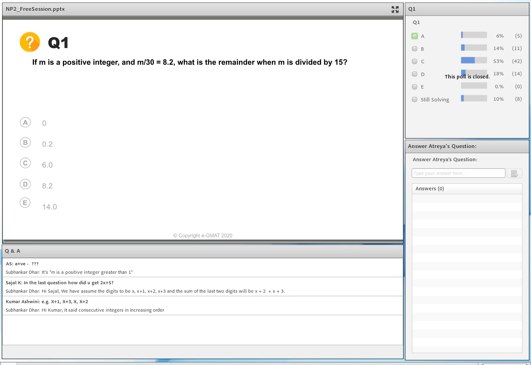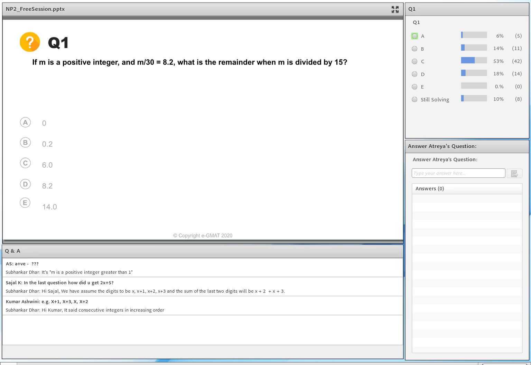So I can see 42 of you, that's 53% of the class, have marked choice C as the answer, and a fair share between choices B and D, where I see 14 and 18% people, and then 5 people also marking choice A. All right, now, before I move into the question, I want you to tell me with a yes or a no, and I'll give you the poll in another 10 seconds.